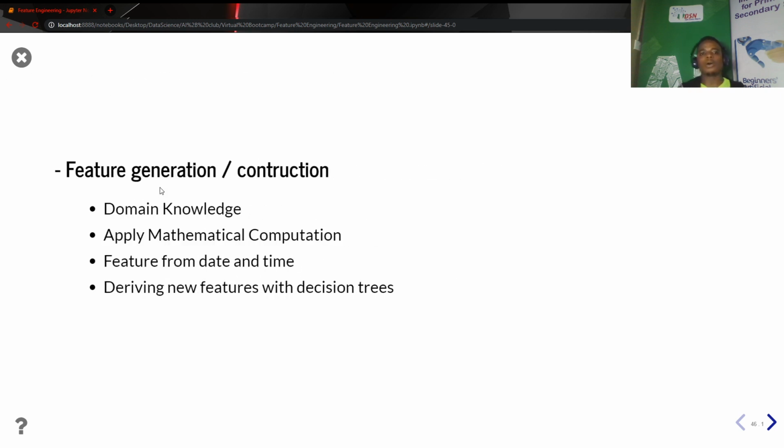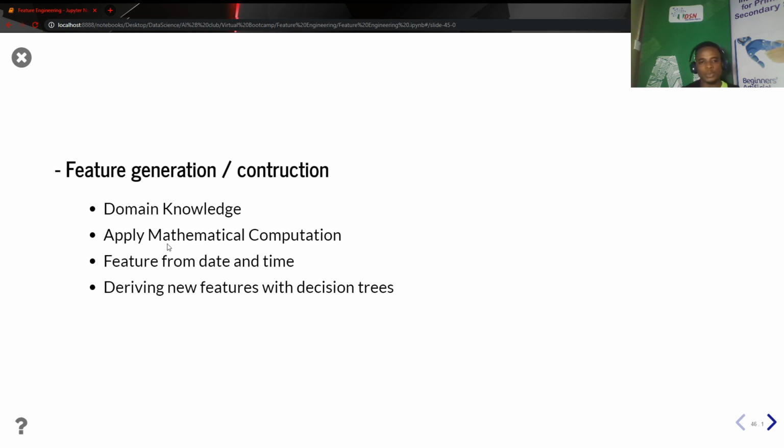Now we move on to feature generation and construction. For feature generation, you need domain knowledge. For you to construct a new feature from existing features, you have to know what is happening in the field you are trying to solve. That is, if you are trying to solve a problem in the medical field, you have to at least know something about the medical field. And if you don't, that is where domain knowledge comes in. You need to do some consulting or make some research about it.